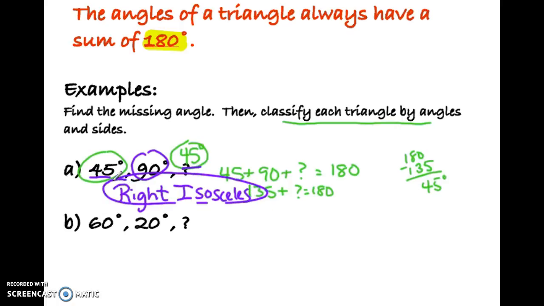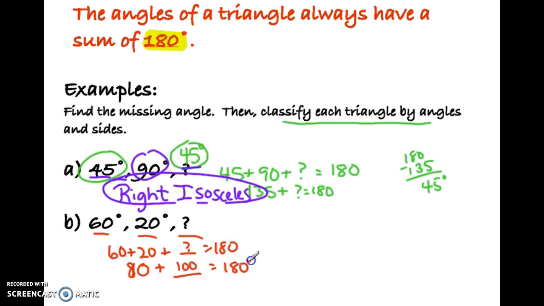Okay, and here comes the last one. So 60 degrees, 20 degrees, and an unknown. So again, these three have to add up to 180. 60 plus 20 is already 80. And I need to get this to equal 180. So 80 plus, I think we know this is 100, has to equal 180. So notice my three angles, 60, 20, and 100. One of them is obtuse, so we're calling this an obtuse triangle. If you notice, all three angles are different, which means all the sides opposite them are different. So this is an obtuse scalene triangle.